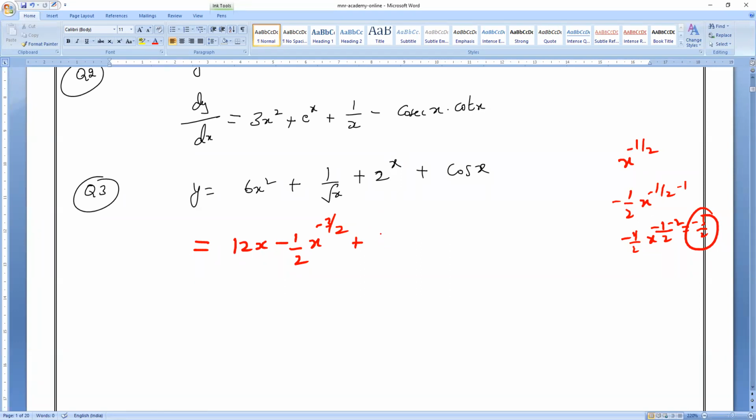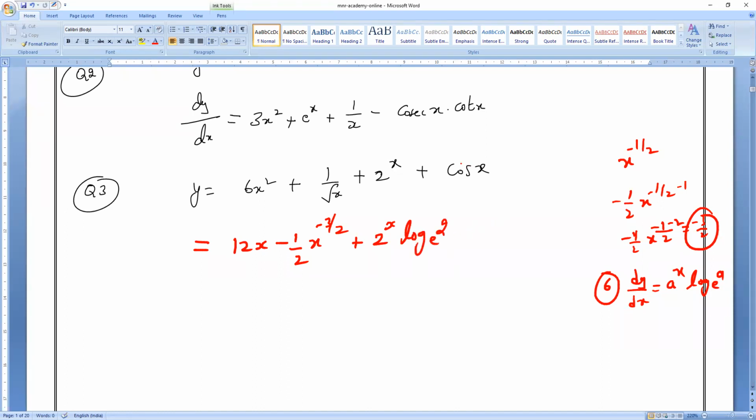2 power x means the last relation we studied yesterday, constant power x. Check it once. Relation number 6 in your notes: d of a power x by dx is equal to a power x log a base e. So here it will be 2 power x into log 2 base e.